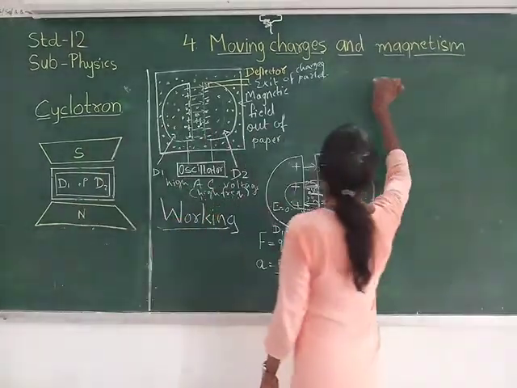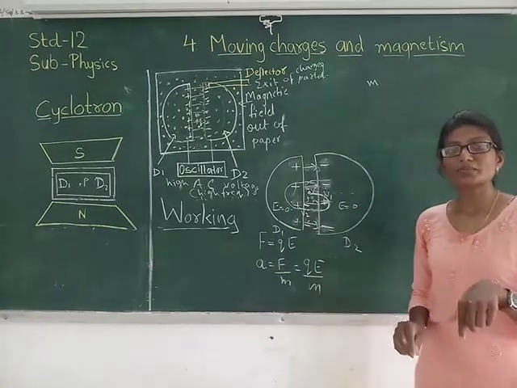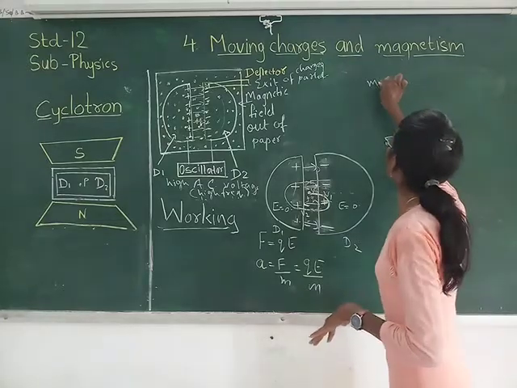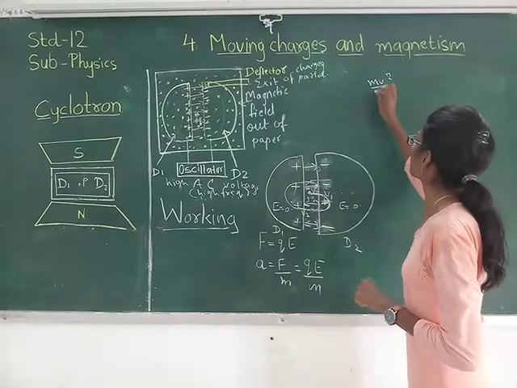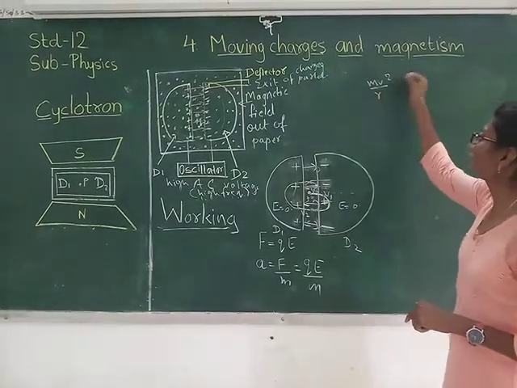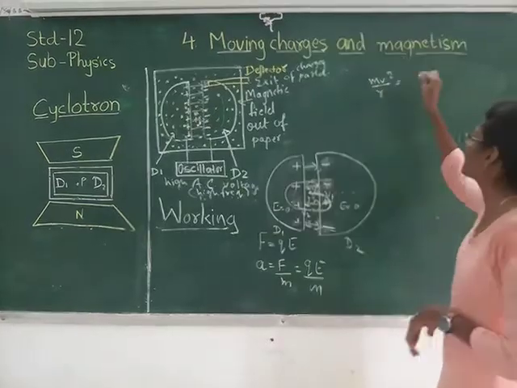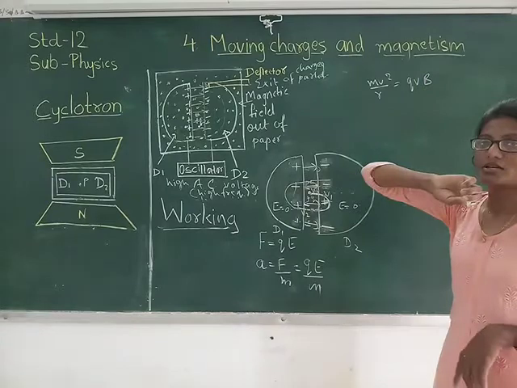Why is it so? Because when a moving charge is put in the magnetic field, it moves in a circular path, and that is due to the magnetic force. So mv squared by r, that is the centripetal force, is provided by the magnetic force, right?